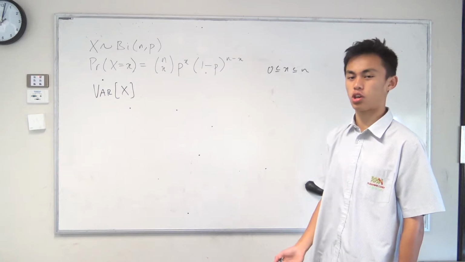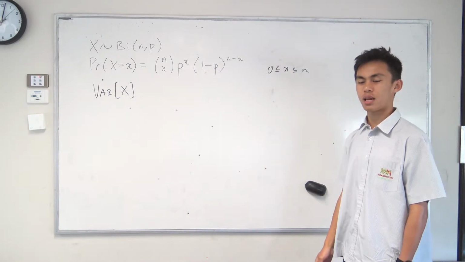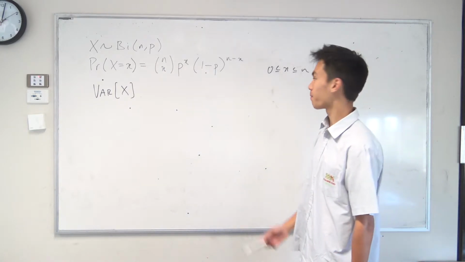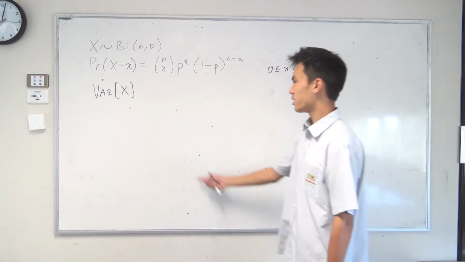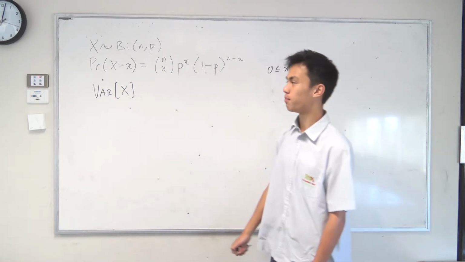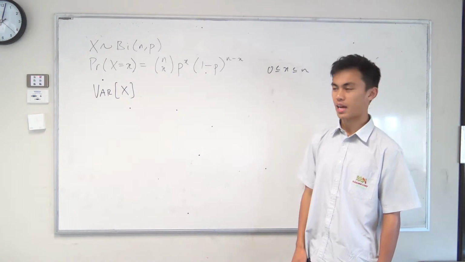If we have 5 trials, for example, it doesn't really make sense for us to have 6 successes. So our x is always between 0 and n. And today we want to find the variance of our binomial probability distribution right here. So how exactly can we get started?